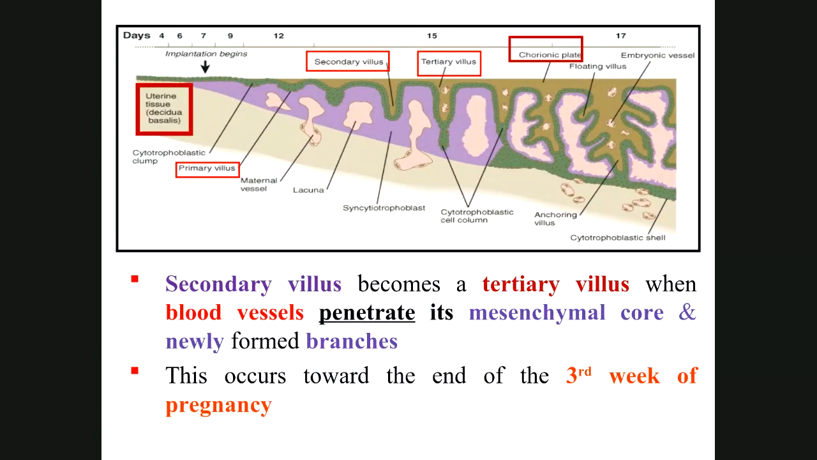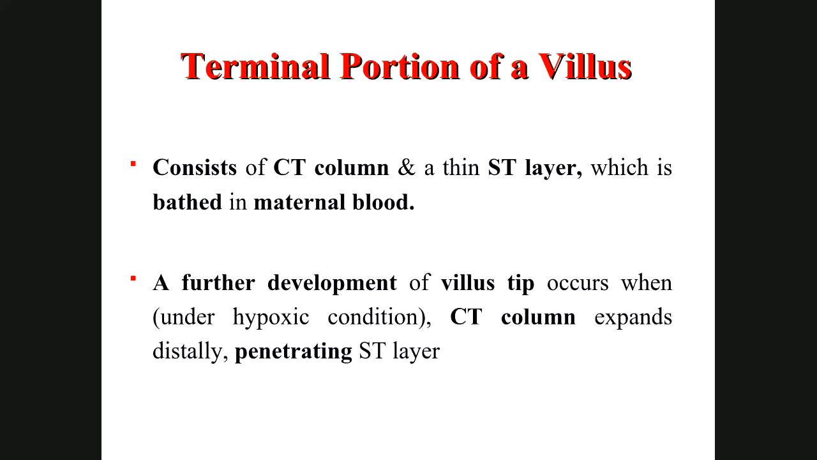You can see here, secondary villus becomes tertiary when the blood vessels penetrate its mesenchymal core and newly formed branches. So this occurs towards the end of the 3rd week of pregnancy. See the timeline. It occurs toward the 3rd week of pregnancy. We started here and now we are here somewhere. So by there, everything is clear, the 3rd week of pregnancy.